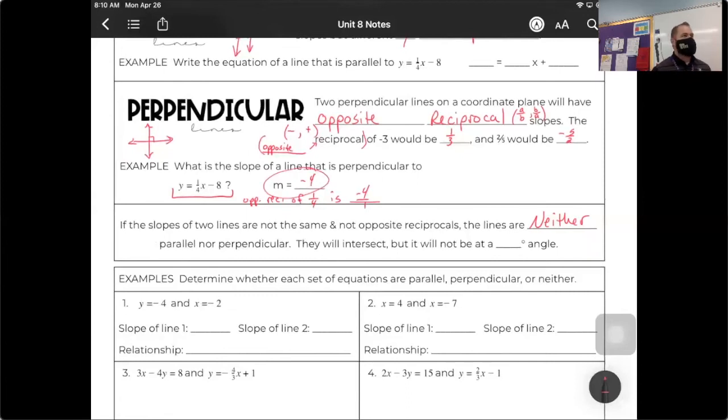I have it happen over and over again. Students see that the slopes are different and just automatically say perpendicular. And that's not the case. You have to look at the slopes and compare them. Are they opposite reciprocals of each other? Figure that out. So they will intersect, but not at a 90-degree angle if they're neither.